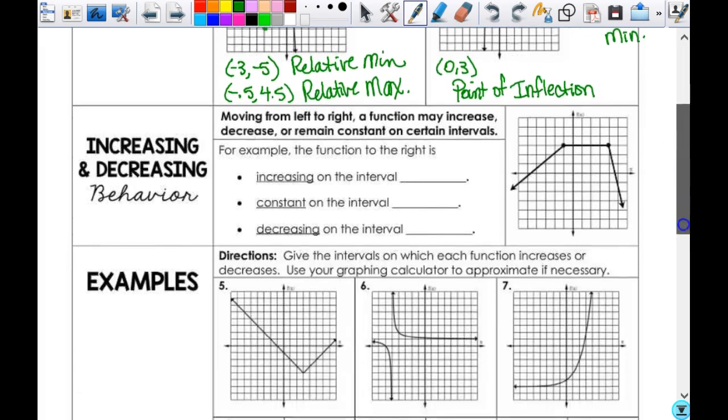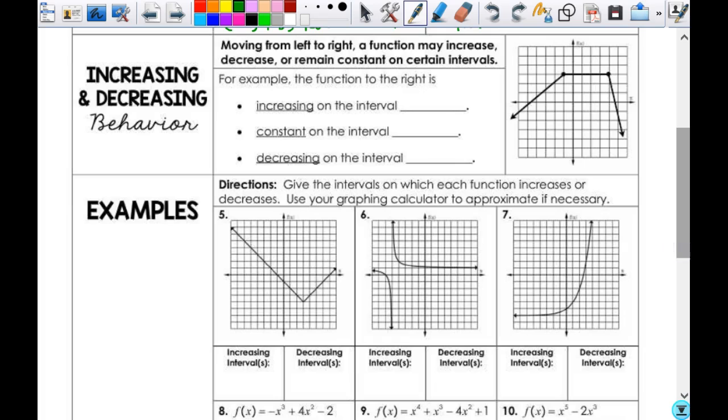Let's talk about increasing and decreasing, which is, again, something you may or may not have done in Algebra 2. So when we're moving from left to right, the function can increase, decrease, or remain constant on certain intervals. This is not a difficult concept. Where the confusion comes in for some people is what we're looking for, but then how we write it, because you're looking at one thing, but you're writing something else.